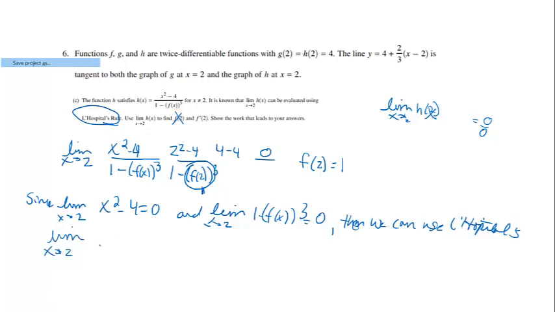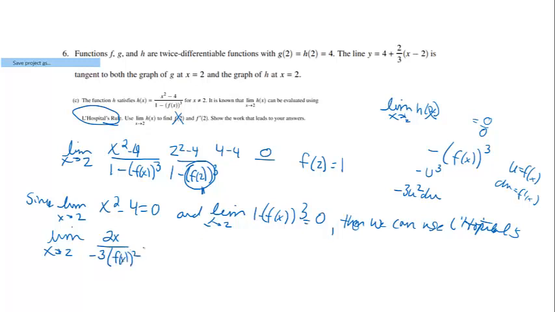The derivative of x squared minus 4 is just going to be 2x. The 4 is a constant. And then over here, the derivative of 1 is 0. Then for negative f of x cubed, I'm going to do a u substitution here. U will be f of x, du will be f prime of x. So this is going to be negative u cubed. If I take the derivative of that, I get negative 3 u squared du, and that will be negative 3 u squared, which was f of x squared, times f prime of x.